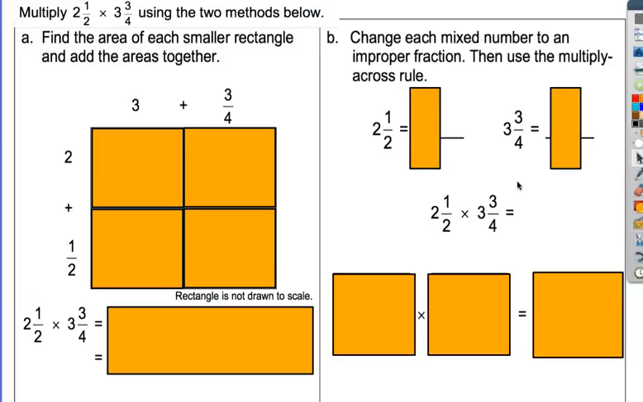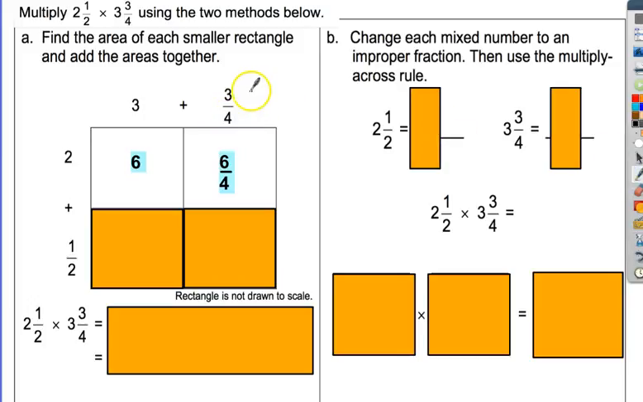Okay, so let's take a look and see if we can make sense out of this. On A, I'm looking at the area of each smaller rectangle and then add the areas together. Well, that's the area model for multiplication. 2 times 3 is 6. 2 times 3/4 is 6/4. 2 times 3 is 6. 1 times 4 is 4.